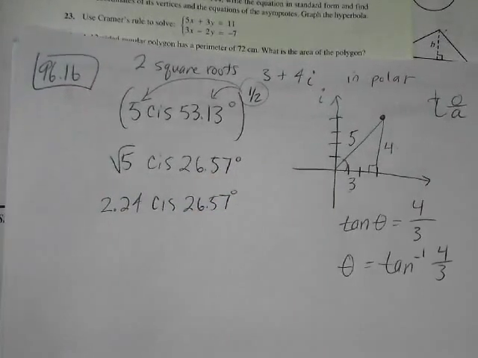And then we can get all of the, there's only going to be 2 square roots. So we get the next one by adding half of 360 to the angle. So what's half of 360? 180. So all I have to do is just add 180 to that angle. So there's the angle. 26.57 plus 180. That gives me 206.57. That's all I have to do.